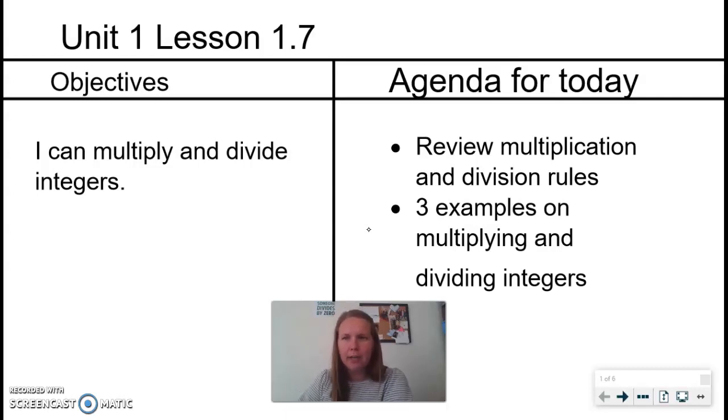And so our agenda for today is to review those multiplication and division rules for your integers, as well as go through 3 examples on multiplying and dividing integers.